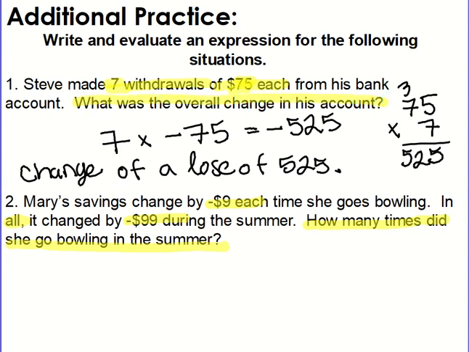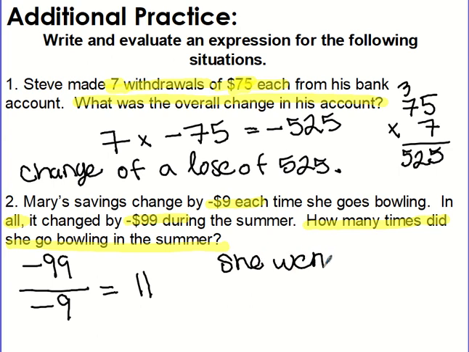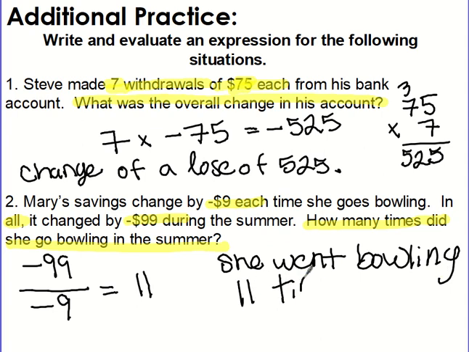Okay, so this one's not multiplication, right? Because it's a total of negative $99. And it went down by negative $9 each. So that's this change right here. All right. So since they are both negative, same sign, they're going to be positive. And 99 divided by 9 is 11. So how many times did she go bowling? She went bowling 11 times.